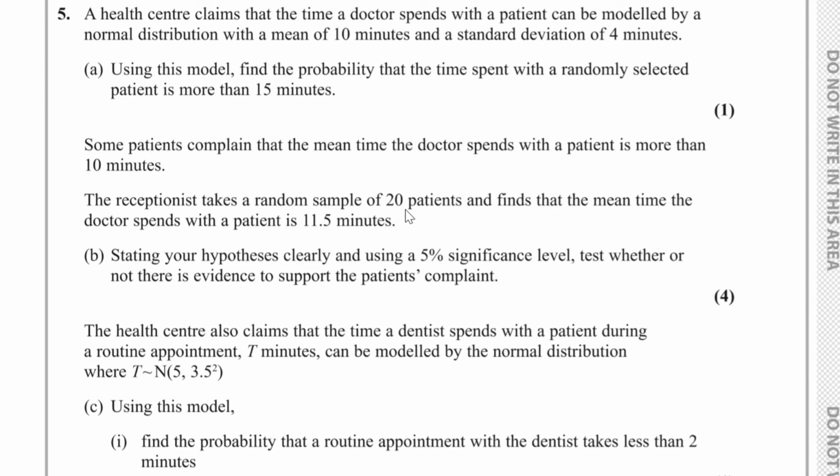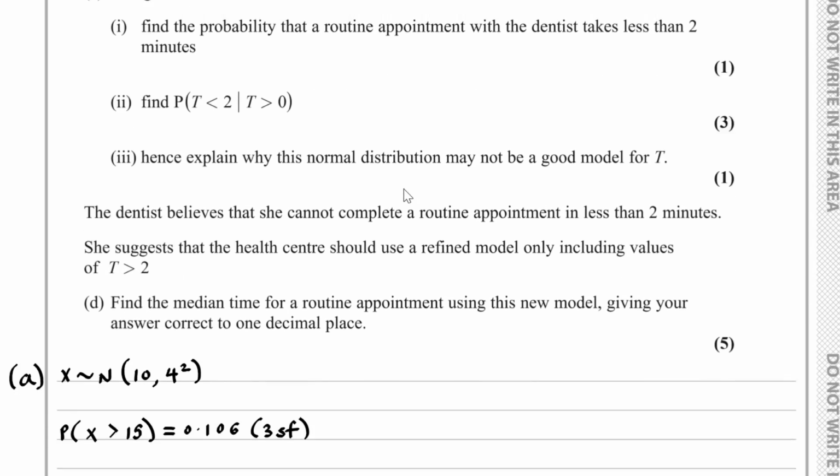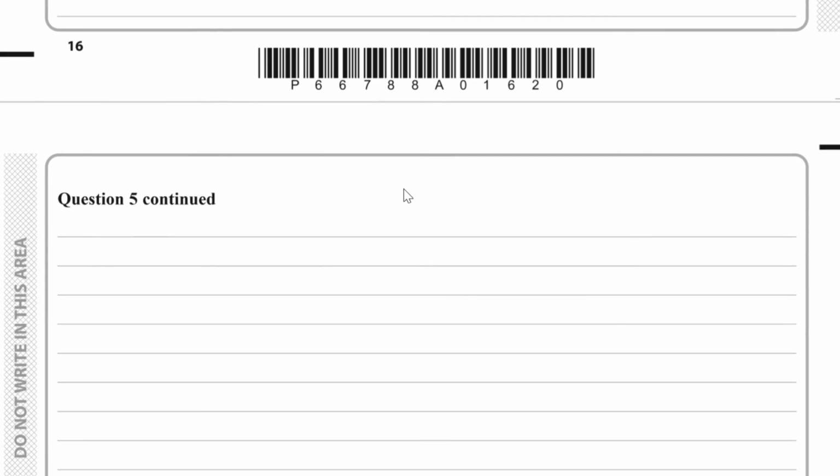Well, over here, we will be taking a look at a sample mean normal distribution. So, first of all, let's write down our parameters. We have a sample of 20 patients selected, so x bar is normally distributed with parameters 10, that's our mean, and we have our variance shown here, 4 over the square root of 20, squared.